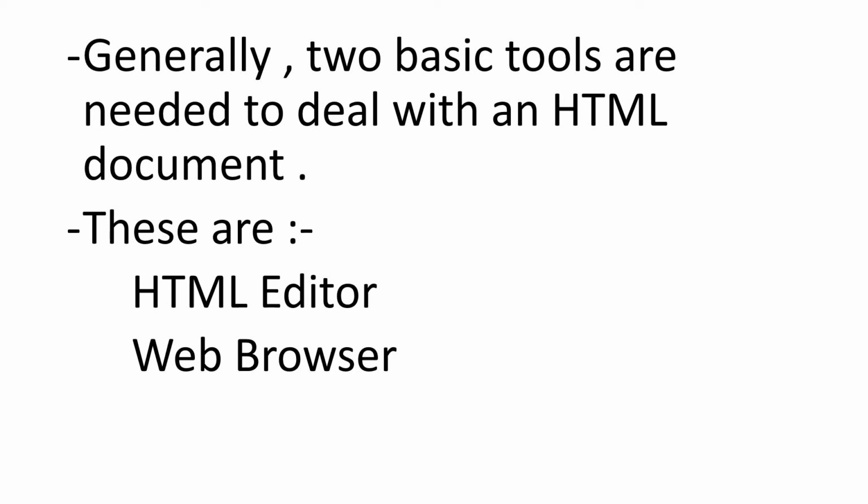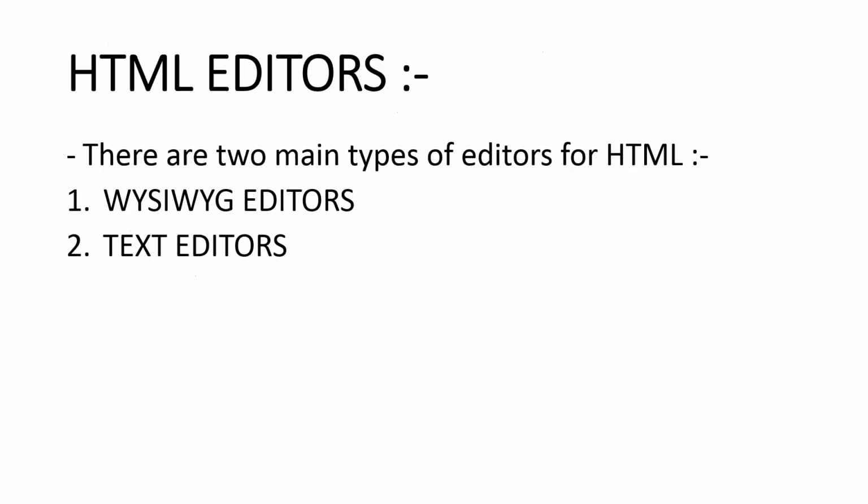Let us learn more about the HTML editor first, then we will move towards the web browser. There are two main types of editors for HTML. One is WYSIWYG editors and the second is text editors. We can use these two editors for HTML web pages, but there are certain differences between them. Let us see this one by one. First we will see WYSIWYG editors and next text editors.